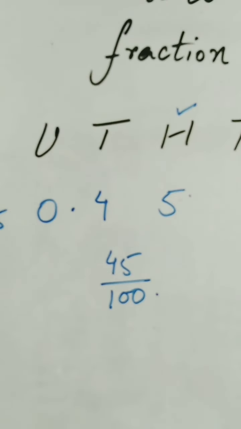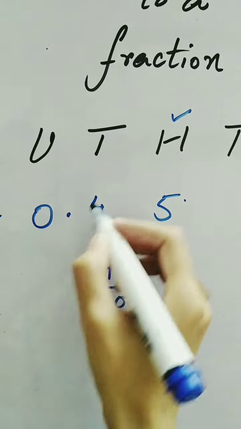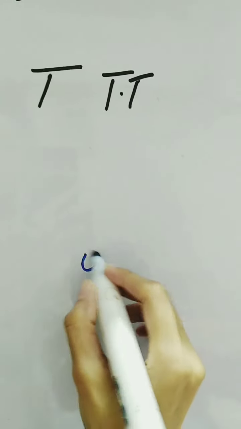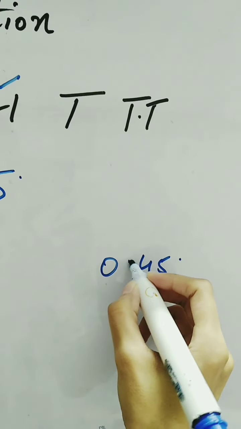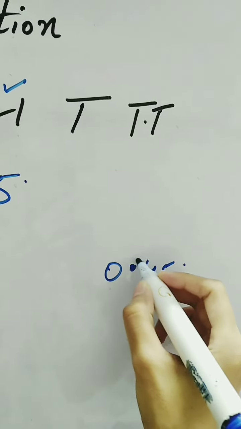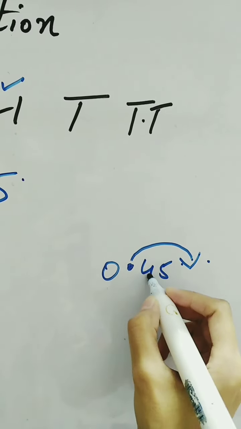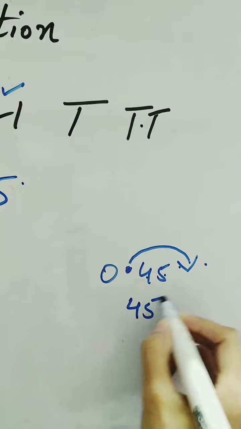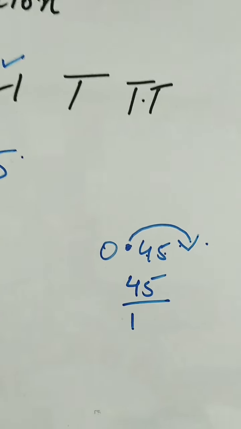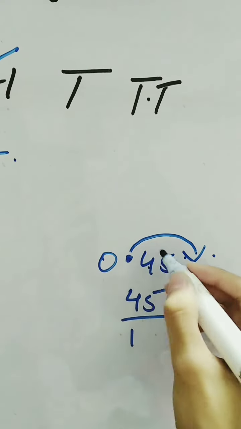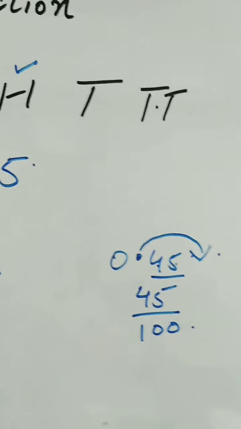Now there is another way to do it directly without this. As we know that in 0.45 we are moving the decimal 2 places forward. So 1, 2. As we know that 1 is by default in the denominator, if we are moving the decimal 2 places, we add 2 zeros here.